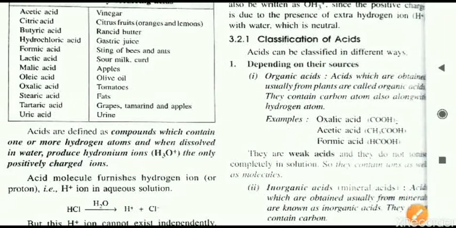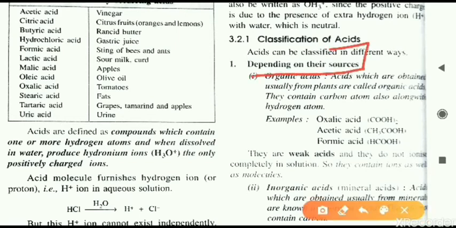Having learned about the acids, now we will have a look at the classification of acids. Acids can be classified in different ways. The first method of classification is depending on the sources from where we are getting these acids. So there are two primary sources. One is the naturally occurring acids, generally found in plant sources. Those kinds of acids are called organic acids.